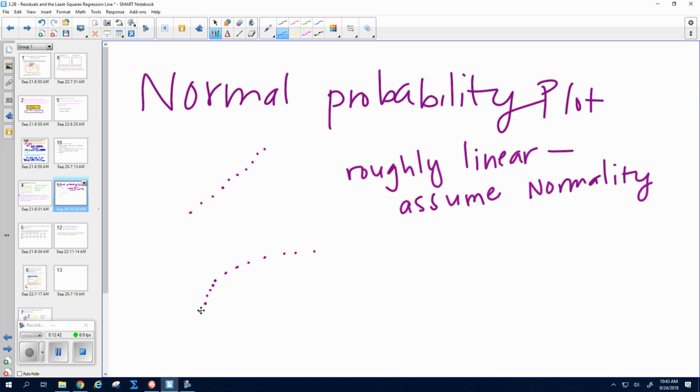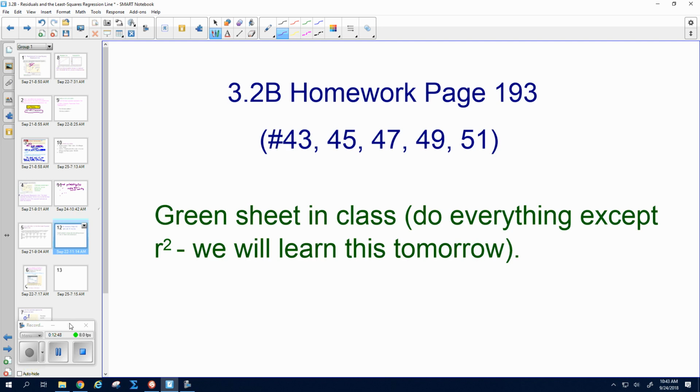They're totally different things. So when you're looking at a scatter plot and assessing linearity, you use what's called a residual plot. All right, and here's your guys' homework.